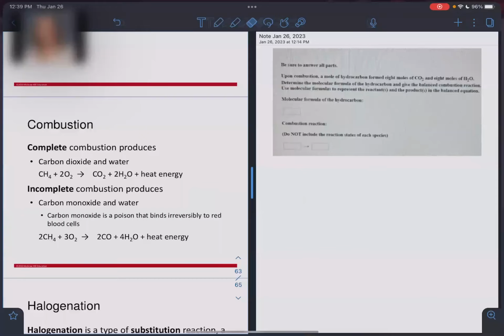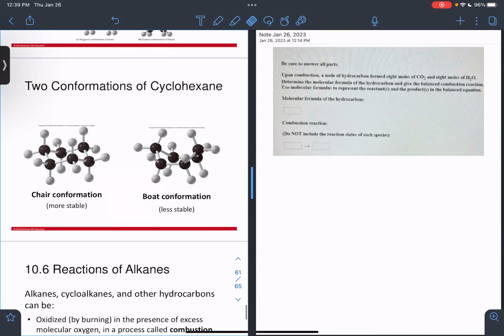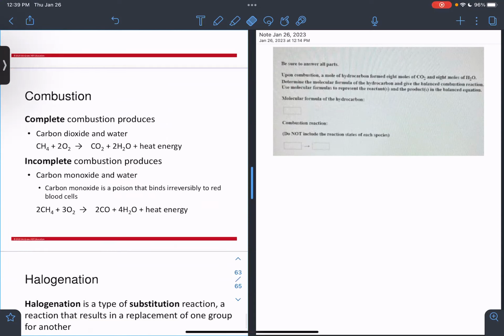Okay, so somebody sent me a question about a combustion homework problem, so I'm going to make a little video for everybody. So combustion, and this is in your notes, right? Combustion is basically the burning of hydrocarbons.